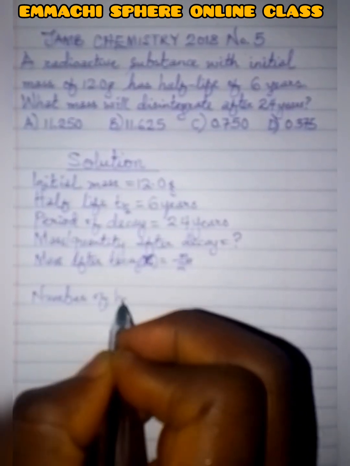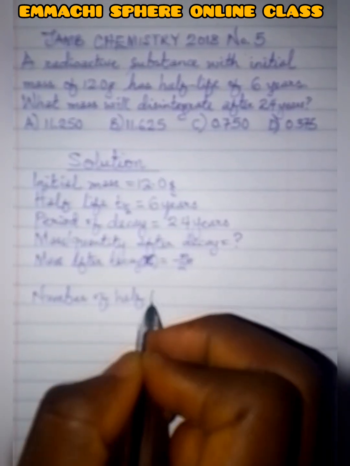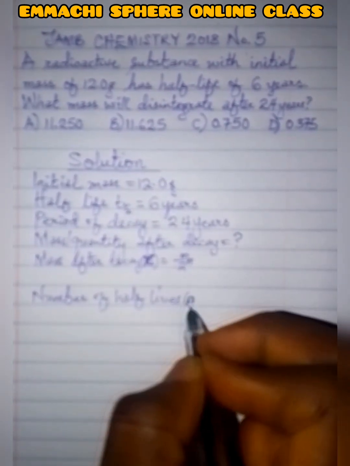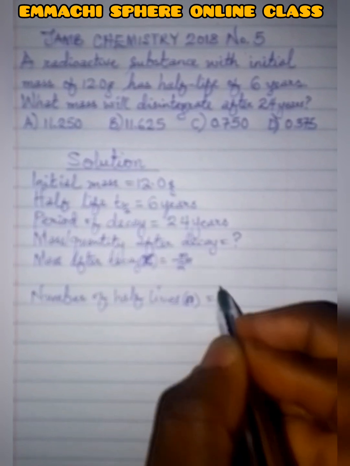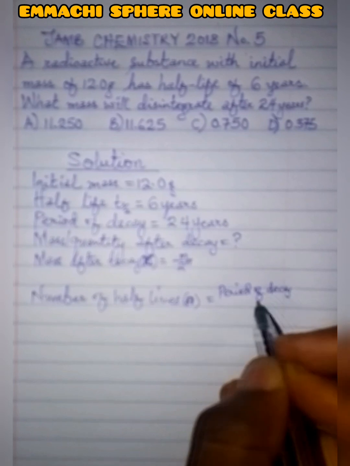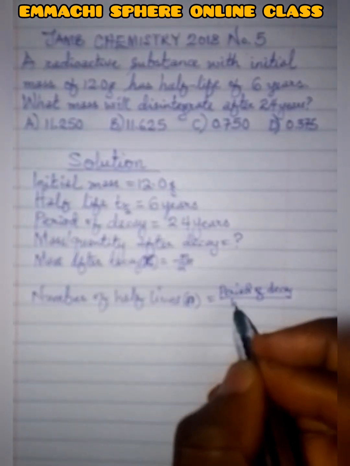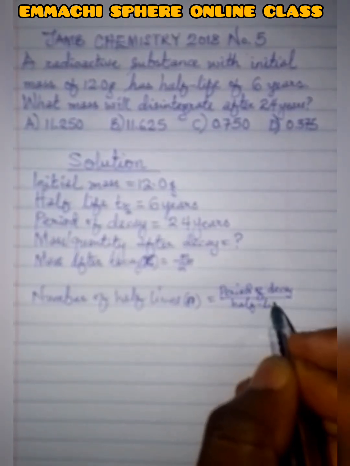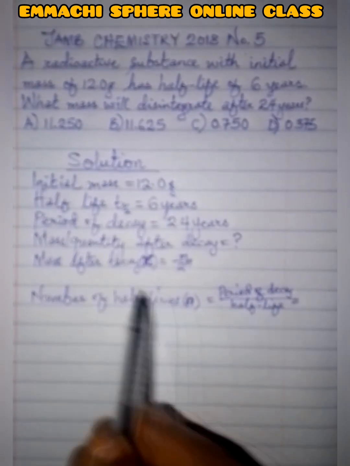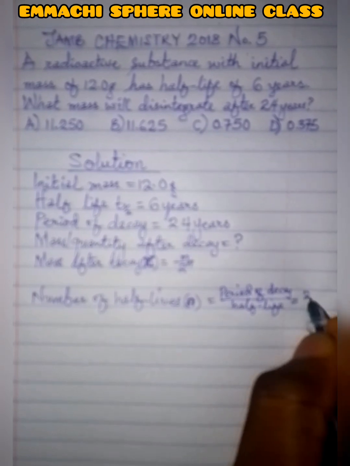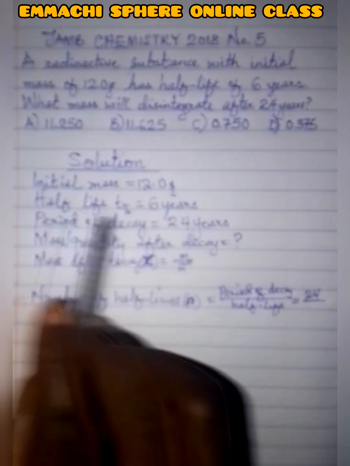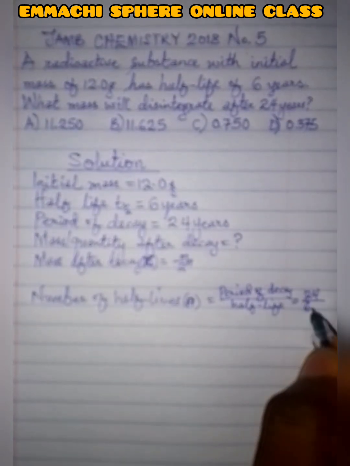Now, number of half-lives. This number of half-lives, I already said, is n. So it's equal to the period of decay over the half-life. Now, what is the period of decay? The period of decay is 24 years. So we have 24 years. And then the half-life. The half-life is 6 years.